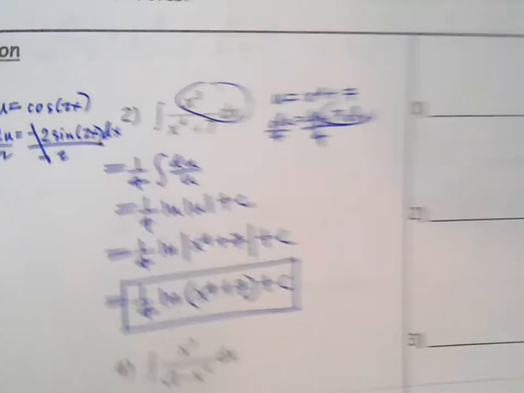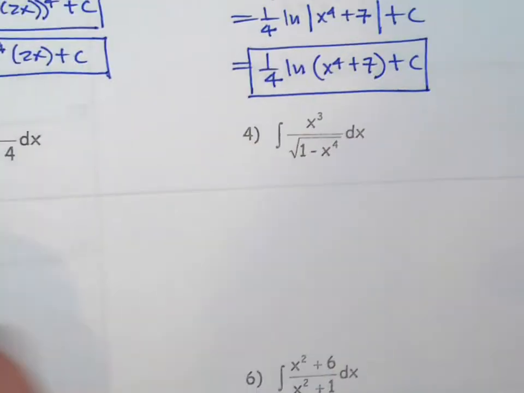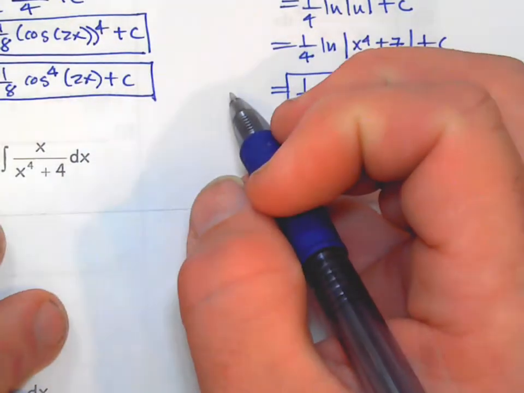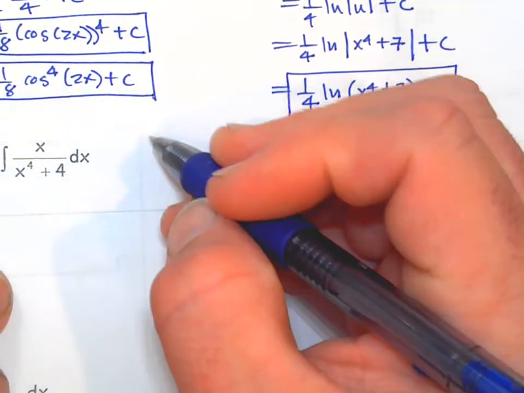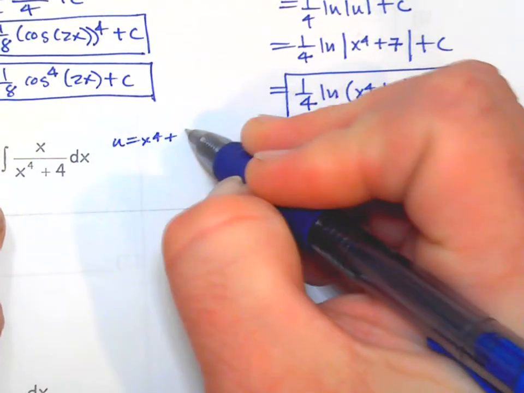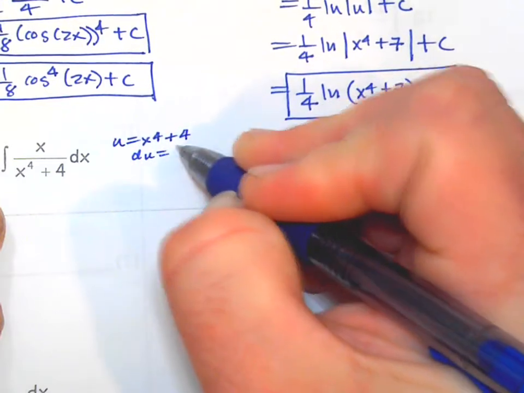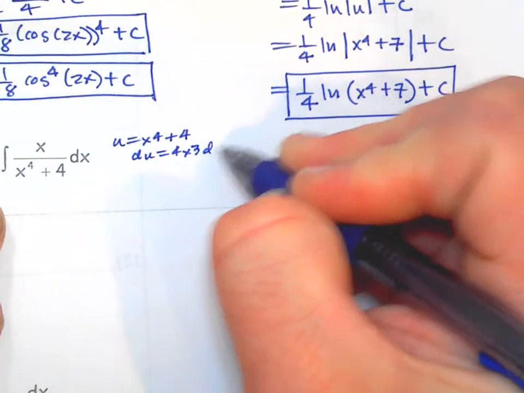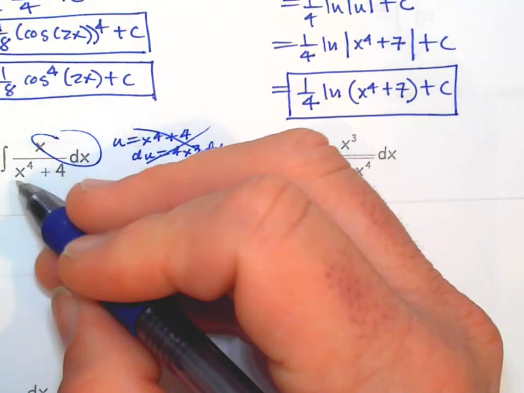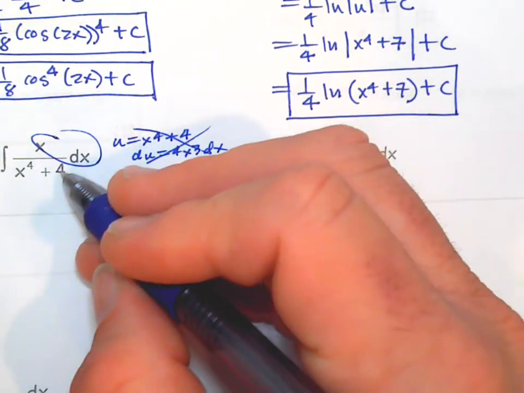Okay, number 3. U-substitution is not going to work. Not the normal just denominator, right? If you did u equals x to the 4th plus 4, du equals 4x cubed dx, that's not going to work because we need x dx. Which makes you think, well, maybe this is like inverse tangent. But you got to make that a 1 first.